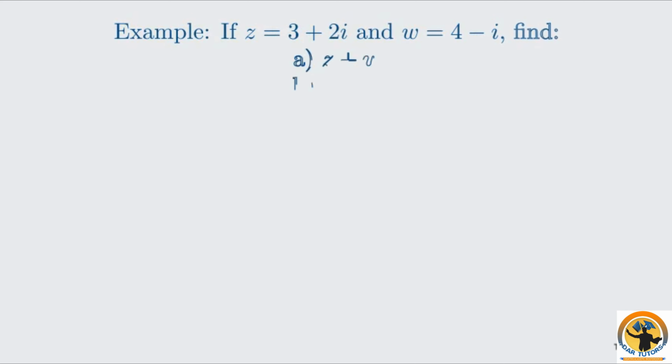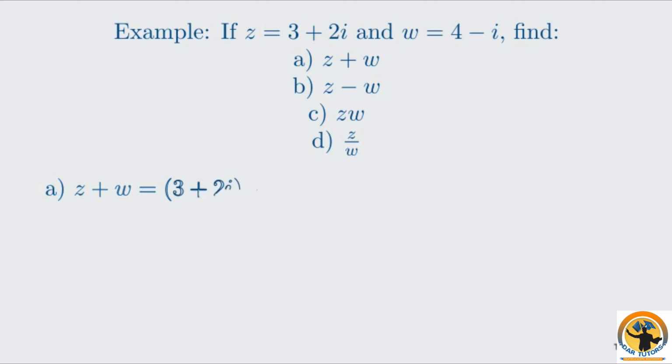Let's work through a full example that uses all these operations. We will be given two complex numbers and asked to find their sum, difference, product, and quotient. Suppose z equals 3 plus 2i and w equals 4 minus i. We want to find z plus w, z minus w, zw, and z over w. First, the sum is z plus w, which is 3 plus 2i plus 4 minus i. We add the real parts, 3 and 4, to get 7, and we add the imaginary parts, 2i and negative i, to get i, so the sum is 7 plus i.